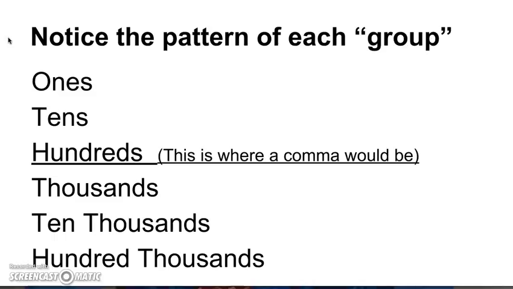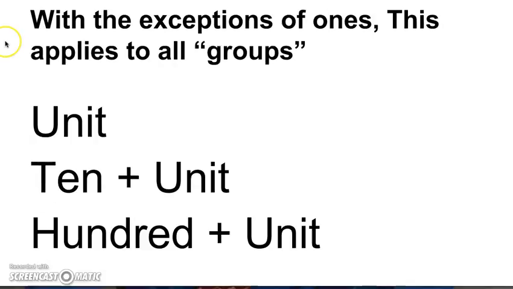So when we're on the left side of the decimal, our groups are going to be shown together, set aside with commas. Now when we go to the other side of the decimal, we are not going to use commas. So with the exception of the ones place, this applies to all groups. The unit, and then the 10 plus unit, 100 plus unit. So if we think back to what we just looked at, we had ones, tens, hundreds. Now we're going to go into where we're talking about the units, so thousands. So the thousands would be the unit. Then we have 10,000, 100,000.